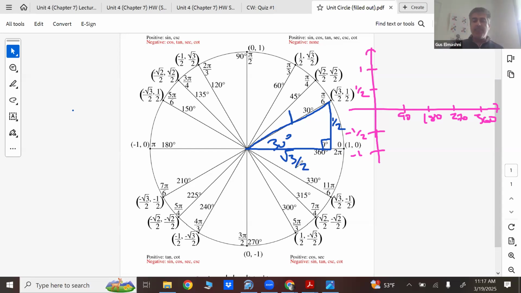Now, if you think about it, the x coordinate is cosine theta, because cosine is adjacent over hypotenuse. The adjacent is always x. So at 0 degrees, I know it looks a little daunting, this unit circle, but at 0 degrees, what's my x coordinate here? 1. So I'm going to put 1.